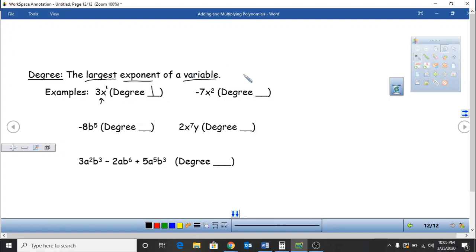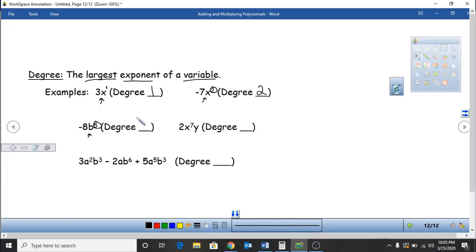I'm going to look for the largest exponent. Well, the only exponent I see is a 1, so the degree of this expression must be 1. In the next example, I have negative 7x squared. I'm going to locate the variable, which is x. I'm going to locate the exponent, which is a 2, and it's the only exponent I see, so it must be the largest, so the degree of this expression must be 2.